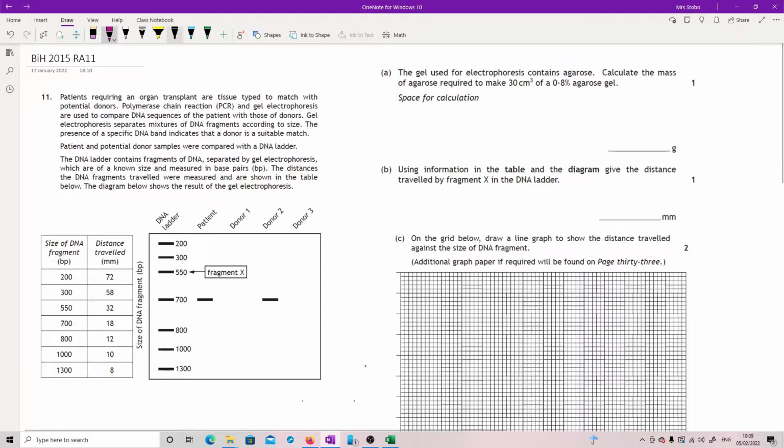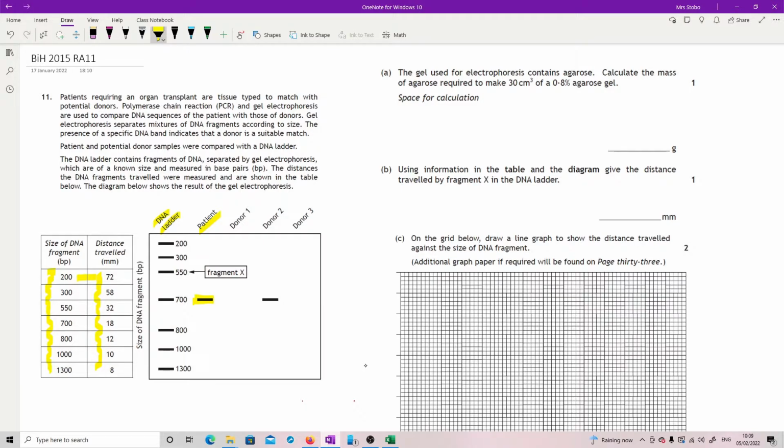So what we've got is quite a nice set of data. We've got our DNA ladder here with all your different sizes written on, and then we've got the sizes of the fragments for the DNA ladder here and the distance that they travel accordingly. So our smallest fragment is travelling the greatest distance, and then we've got our patient here, which only has one fragment at this point.